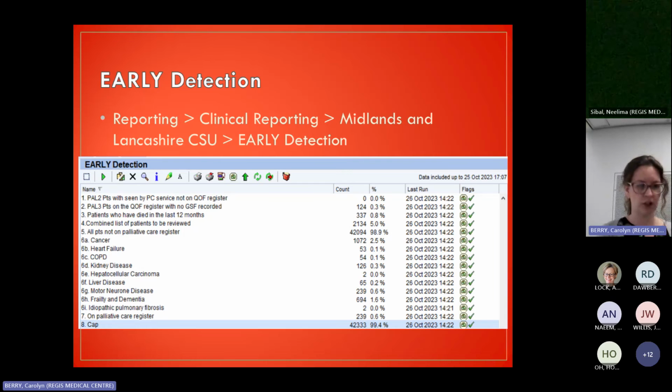But essentially you can find it. This is for System 1. Again, you would have to Google it for EMIS, but in the reporting header, clinical reporting, Midlands and Lancashire CSU, and search for the early detection tool. And this just shows you what comes up.